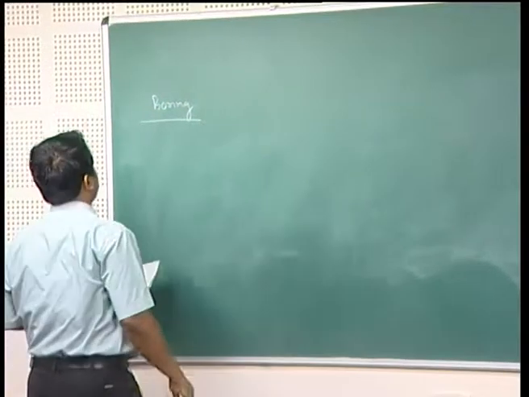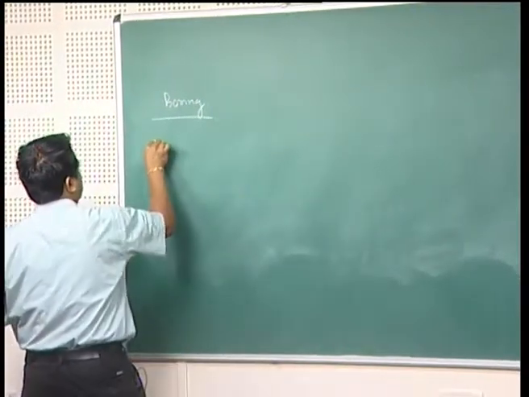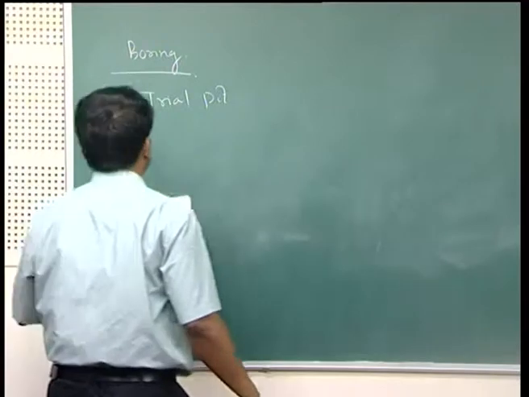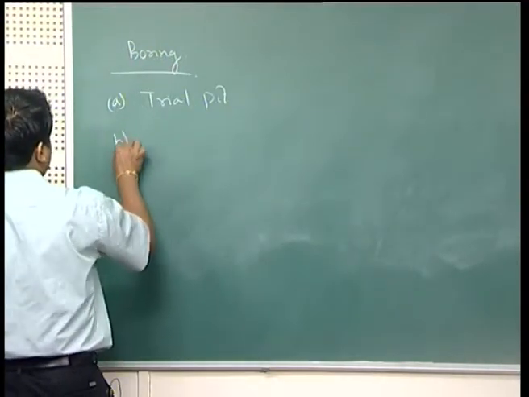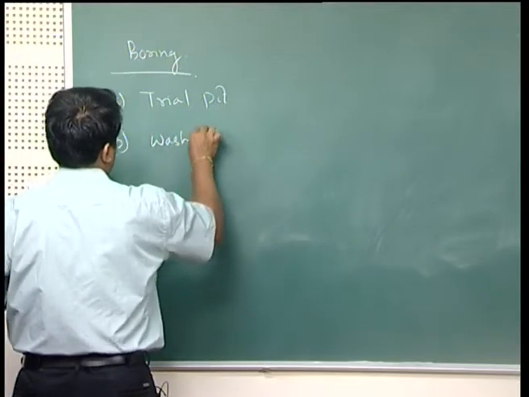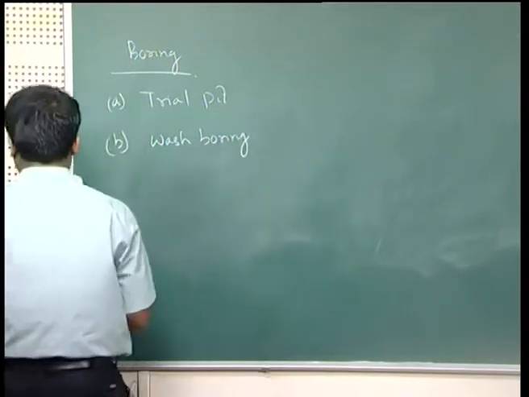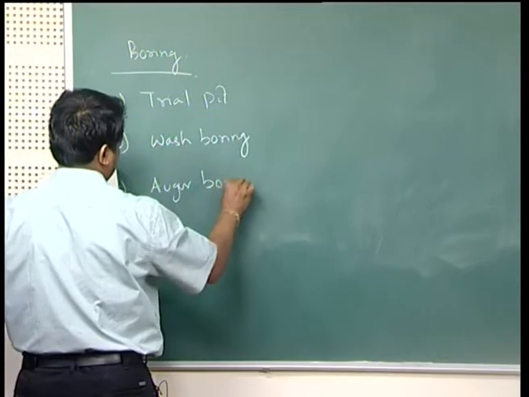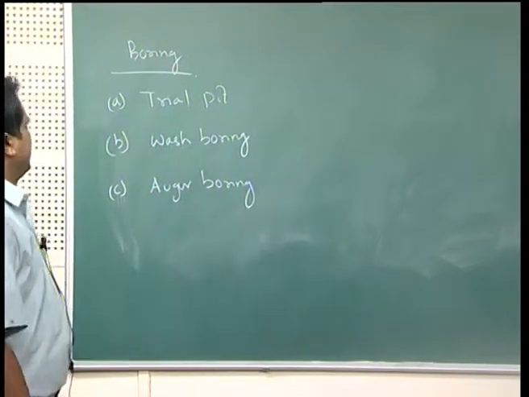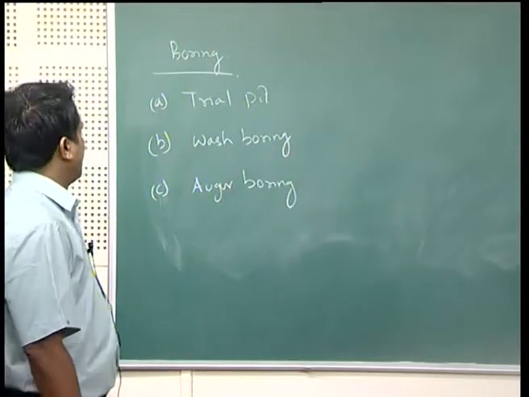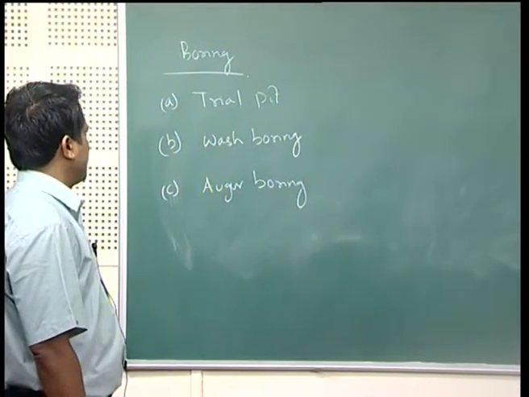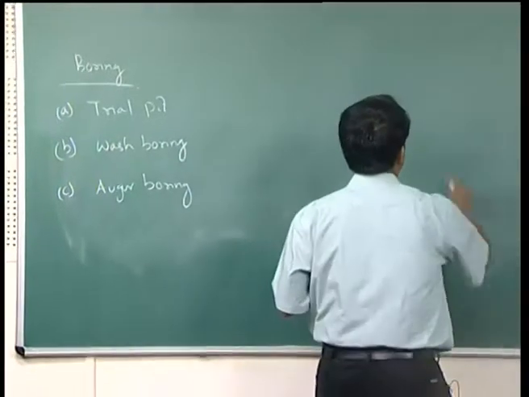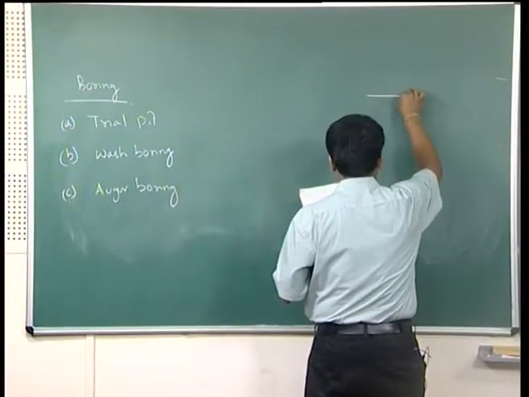What are the different borings? One is you can do it by means of a trial pit. Second is your wash boring. Third is your auger boring. There are three kinds of boring: one is your trial pit, second is your wash boring, third is your auger boring. Now let us start with your trial pit.